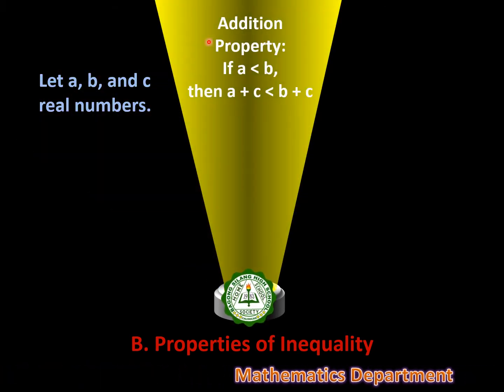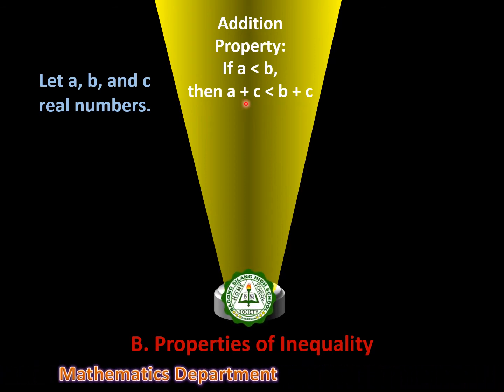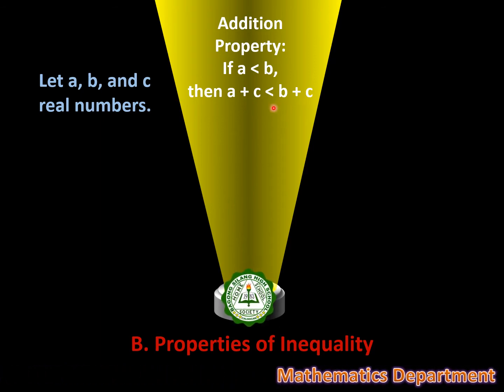Addition property. If A is lesser than B, then A plus C is lesser than B plus C. So, adding the same number on the left and right members of an inequality, the result will still be the same.